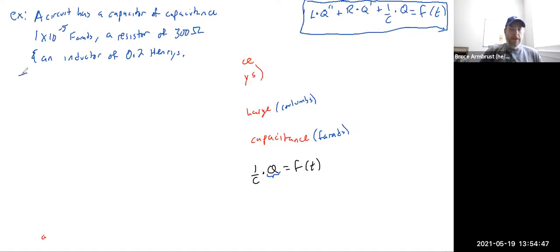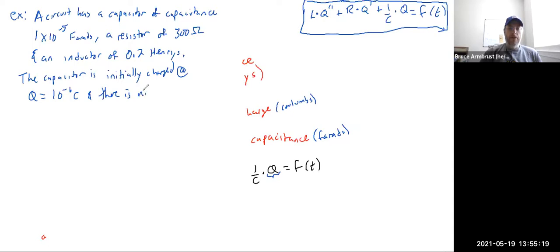All right, and let's maybe say that the capacitor is initially charged at a Q of 10 to the minus 6 coulombs. And there is no current.